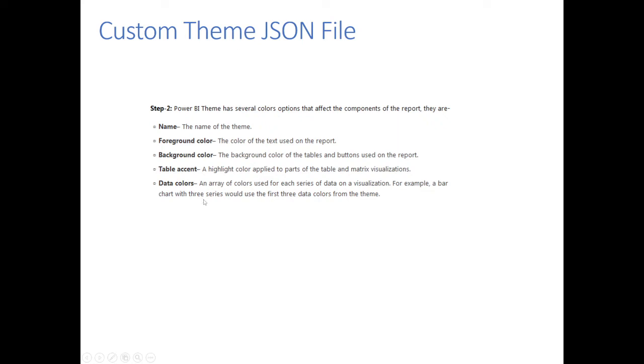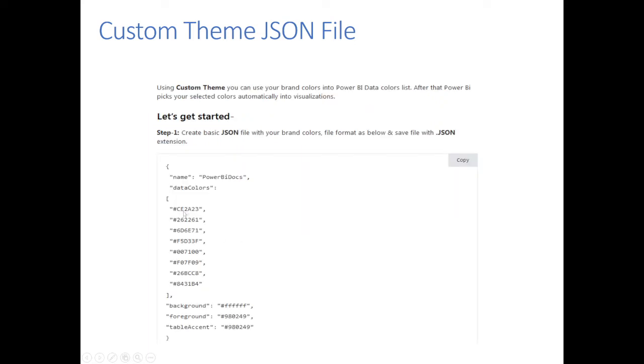And then data colors, an array of colors used for each series of data on a visualization. For example, a bar chart with 3 series would use the first 3 data colors from the theme. So this is the data colors.